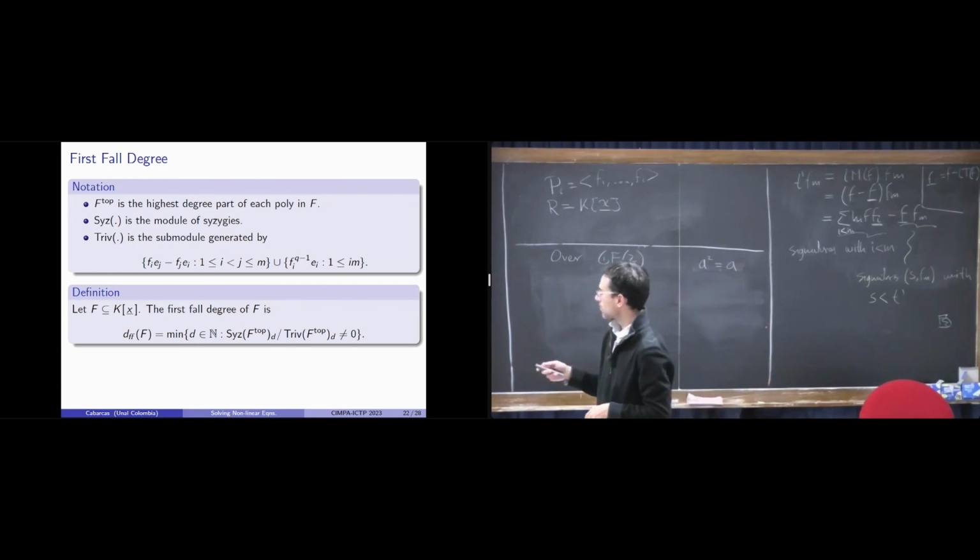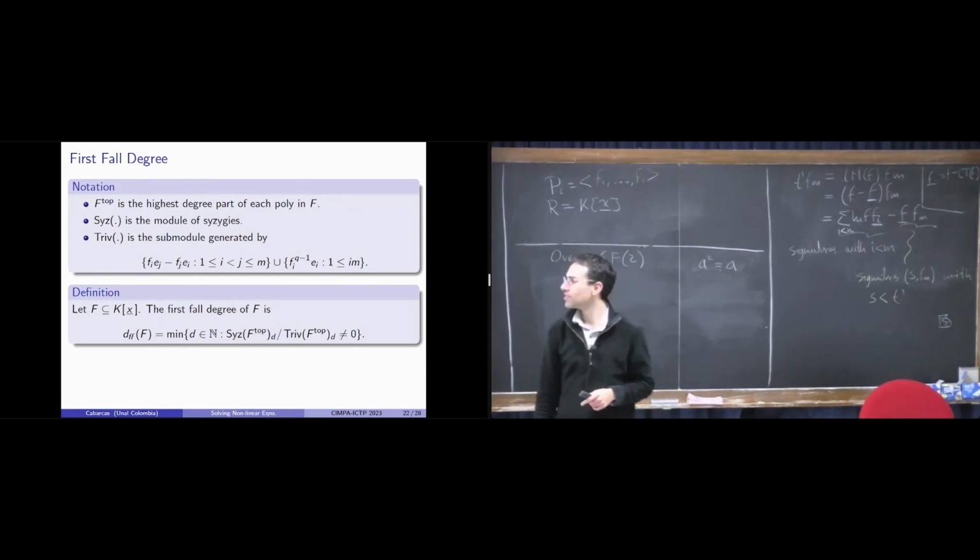I'm going to quickly tell you what this is about, because you may find it in some places. Here, top is the highest degree part of each polynomial. So we're looking at the homogeneous part of the largest degree. Syz is the module of syzygies, and TRIV is the submodule generated by these ones and these ones. So this is precisely what happens when we assume that the largest degree part drops, disappears.